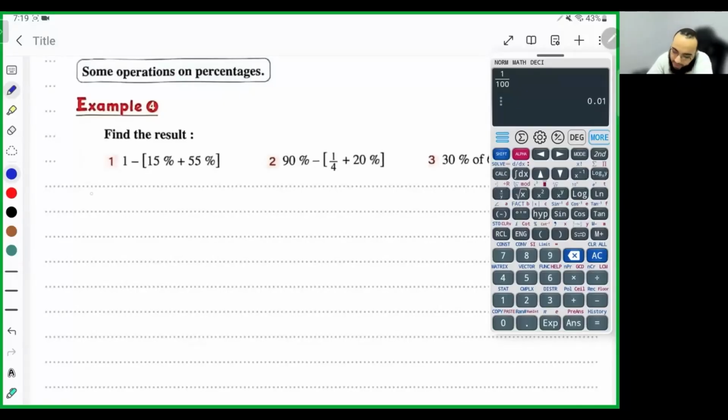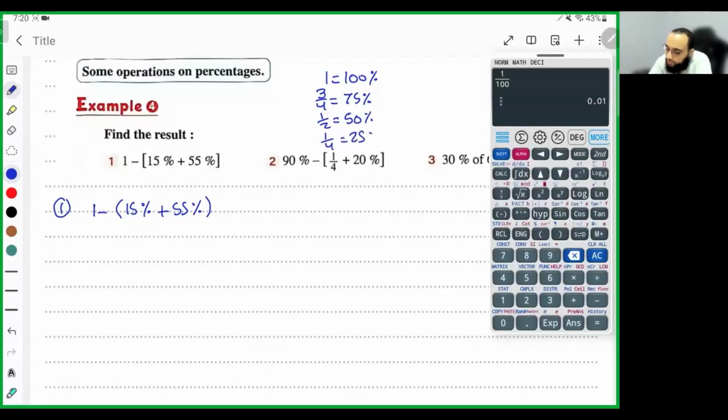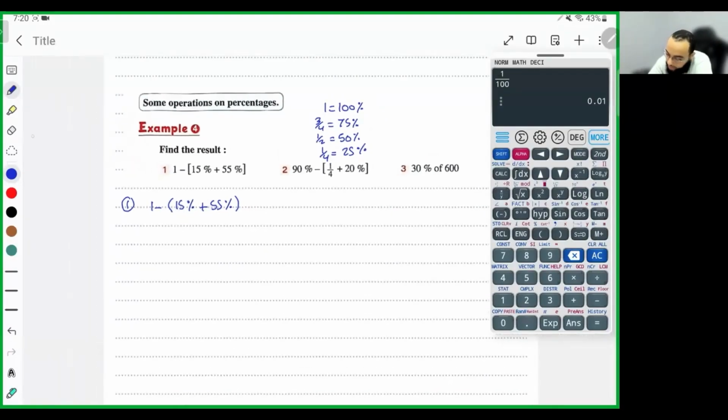We have 1 minus 15% plus 55%. Before we start, 1 equals 100%. Correct? 3 over 4 equals 75%. Half equals 50%. Quarter equals 25%. We studied this before or not? Yes.